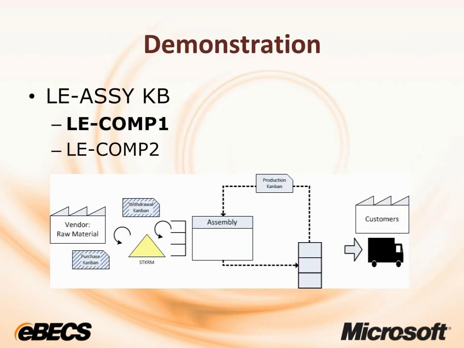Our demonstration today is going to focus on purchase Kanban using the scenario described here. We've got a top-level LE assembly Kanban item, which is produced on the assembly cell and consumes component LE component 1 and LE component 2. This is a typical scenario where you've got a line-side supermarket by the production work cell, and that line-side supermarket is filled by a stockroom. Today we're just extending this scenario where when our stockroom is empty, we're going to pull the material straight from the vendor using a purchase Kanban.